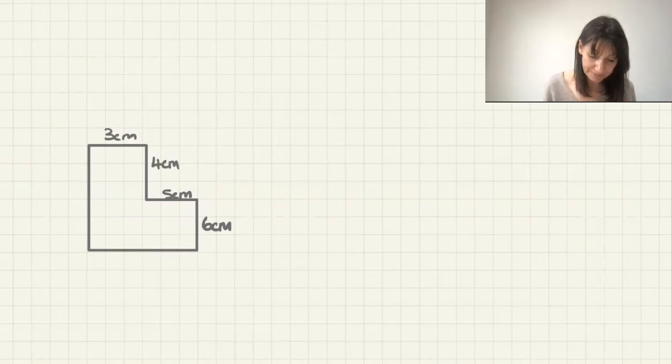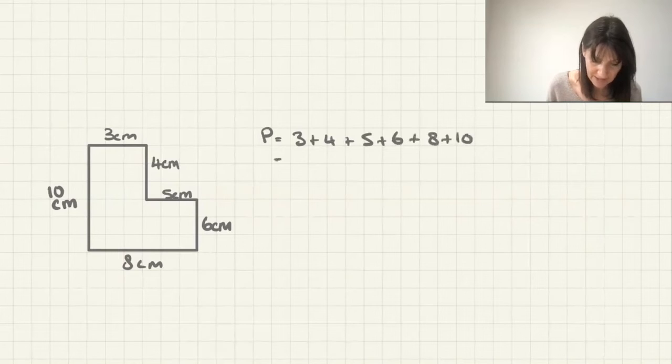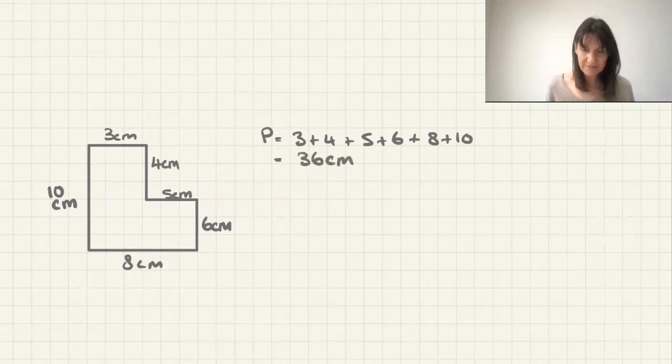Okay, now for this one, when I look at my longer edge, it doesn't have the numbers. So I'll go over to the 2 shorter ones and they must add to make it. So that is 10 centimeters. And then I've got 3 plus 5, which is 8 centimeters. I can now do the perimeter really easily. 3 plus 4 plus 5 plus 6 plus 8 plus 10. And that is going to equal 36 centimeters.